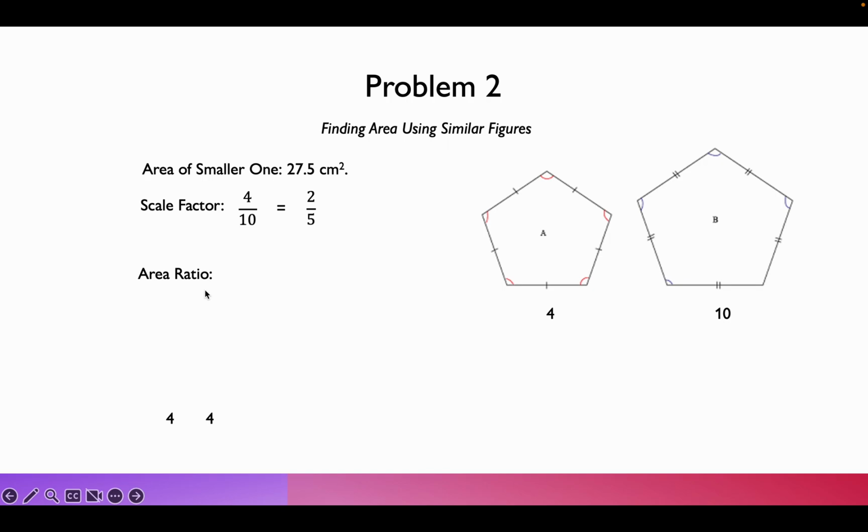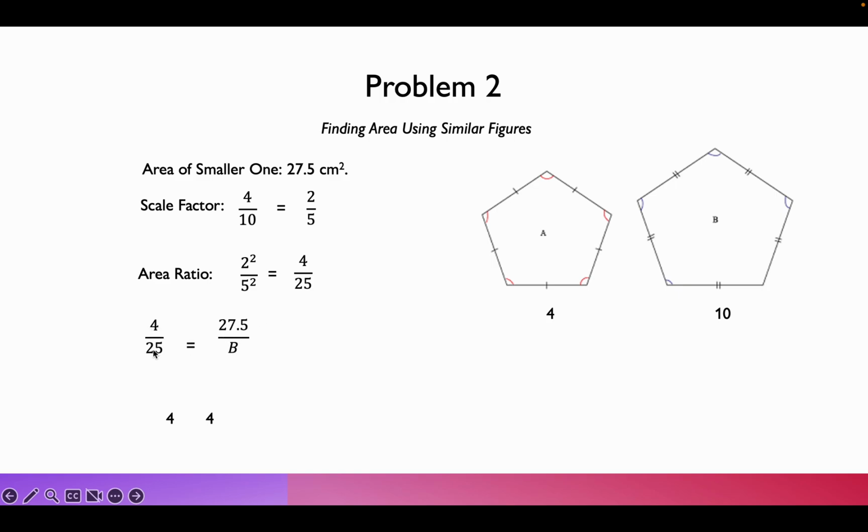My area ratio then would be 2 squared over 5 squared, because remember, for area ratios, we just square everything. So what does that equal? 2 squared is 4, and 5 squared is 25. So my area ratio is 4/25.